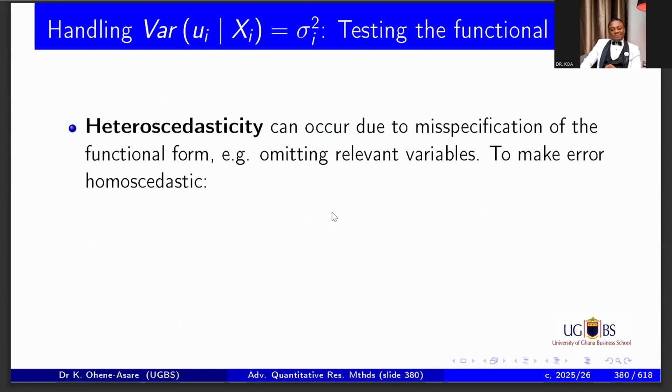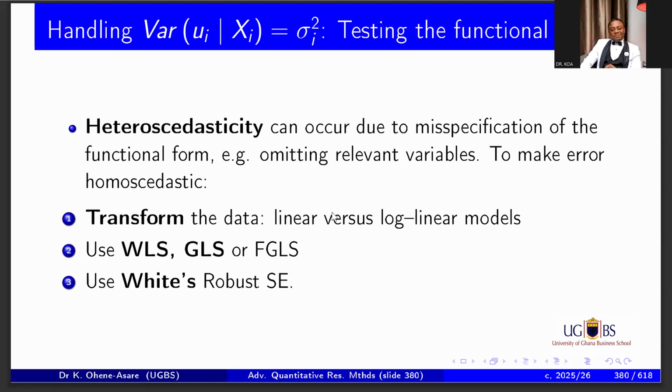When you identify that heteroscedasticity is there, we've already said that it can be there because of multicollinearity, because of nonlinearity, because of omitted variables, and so forth. So how do you correct heteroscedasticity? Three means. Remember, we checked graphically, we've checked mathematically. How do you correct it?